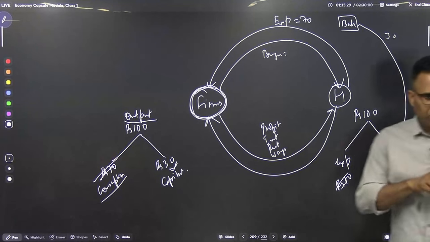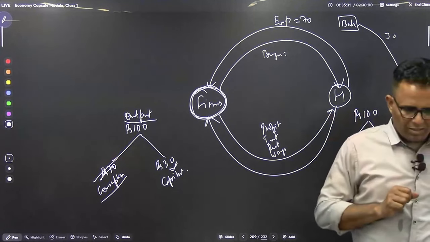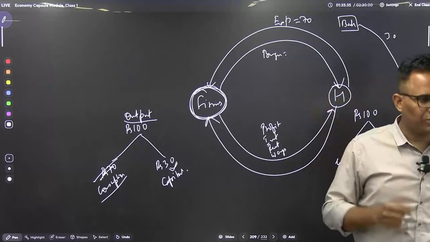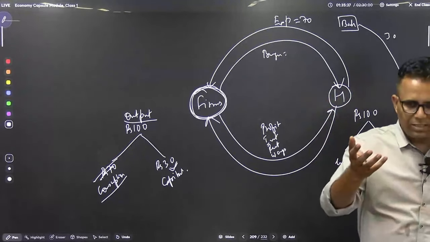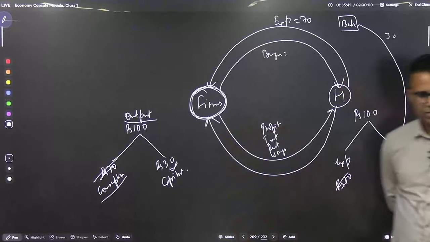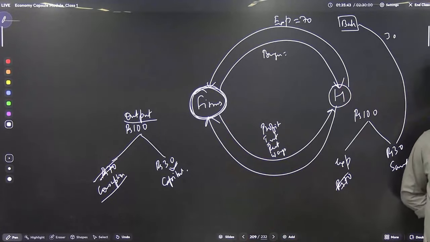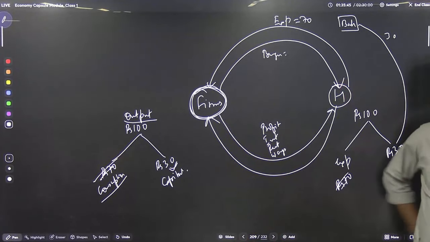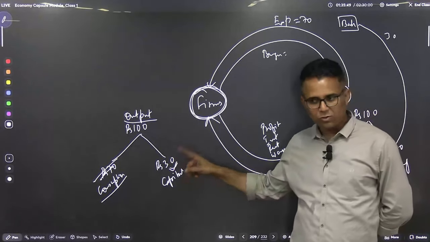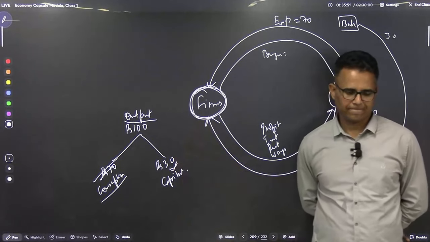Other companies borrow. When you keep money in the bank, savings in the bank, what happens with that? Companies are borrowing that. And with that, what are they doing? They are purchasing equipment and setting up factories. And so next year, will output be 100 or more than 100? More than 100. Because this is going to increase the output next year.